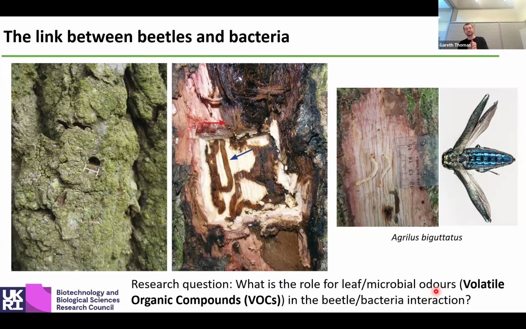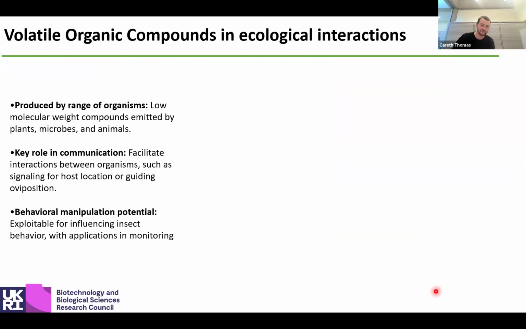So the kind of research question that we're asking is, what is the role of leaf microbial odours, or volatile organic compounds, as I'm going to call them from now on, in the beetle-bacteria interactions? Volatile organic compounds play quite a crucial role in ecological interactions. They're produced by a range of organisms, including plants, insects, and microorganisms.